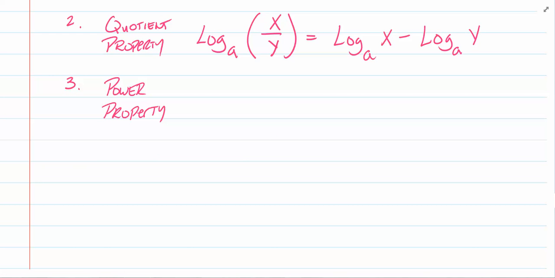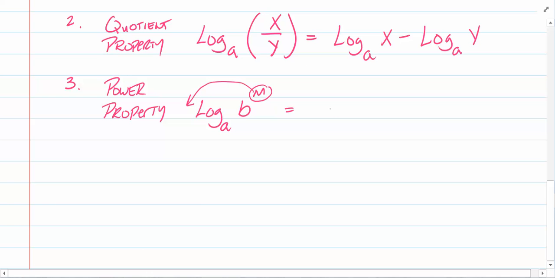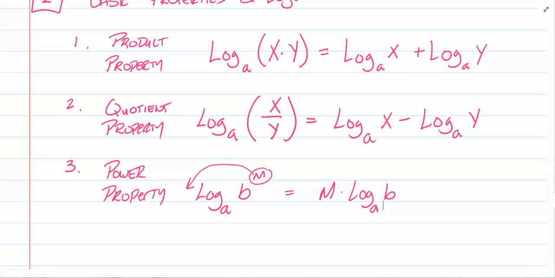Okay, the power property says if you have log base A of b raised to some power of m, then the m is allowed to be brought down in front of the log to give us m times log base A of b. That's the power property. So your power is allowed to jump down in front. So here are the three basic properties that we need to be responsible for when we're dealing with logarithms, okay? They are the product property, quotient property, power property. These are the three that we have to be able to be responsible for.